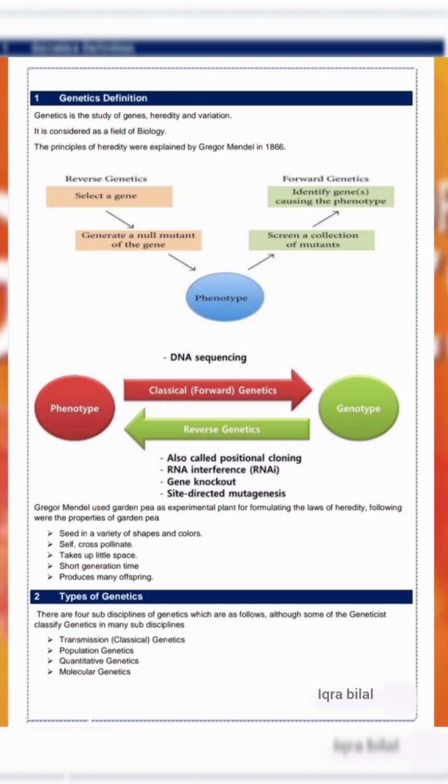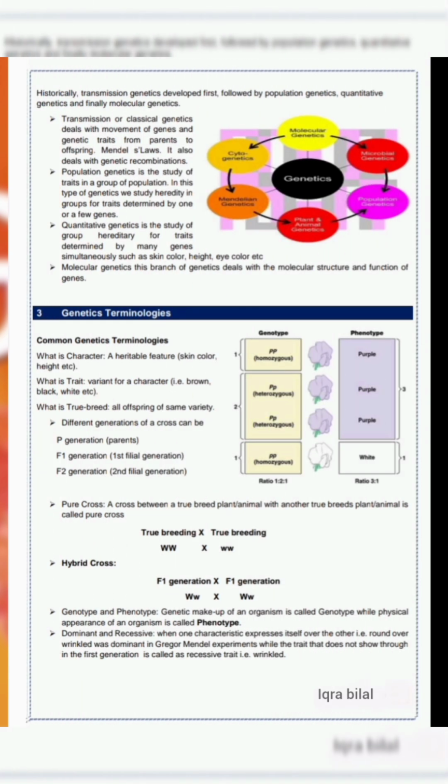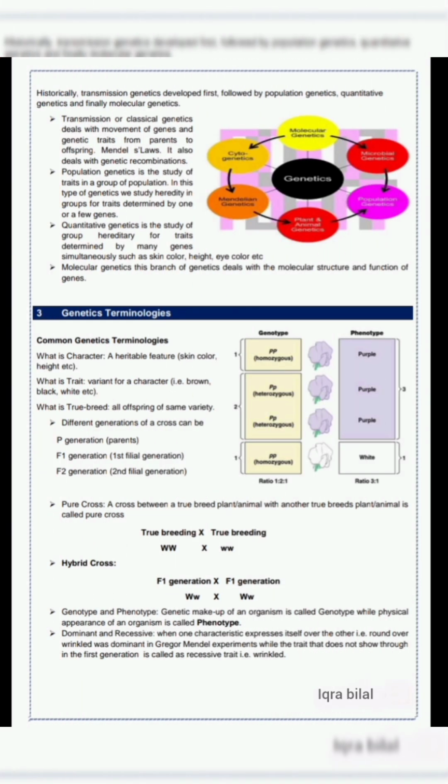The second topic is types of genetics. There are 4 subdisciplines of genetics, which are as follows, although some geneticists classify genetics into many more subdisciplines: transmission, which is classical genetics, population genetics, quantitative genetics, and molecular genetics. Historically, transmission genetics developed first, followed by population genetics, quantitative genetics, and finally molecular genetics.